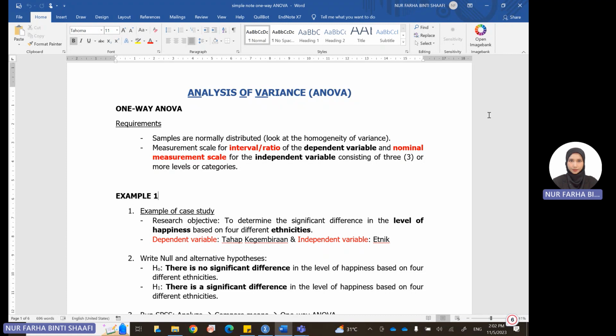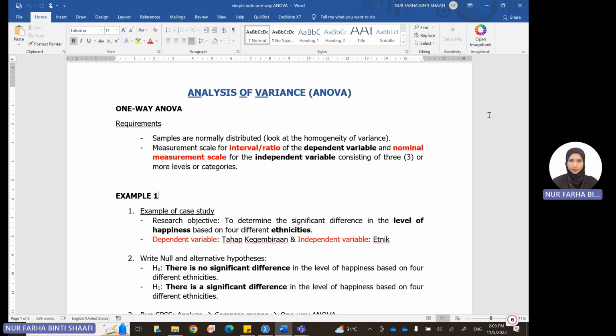Basically it is the same, but the difference is that your independent variable may have more than 2 levels. For example, for the T-test previously, you used gender as the independent variable: male or female, so 2 levels or 2 categories. But now with ANOVA, you might have more than 2 levels or categories, for example ethnicity: Malay, Chinese, Indian, Bumiputra. If you have more than 2 categories, you cannot use the T-test. You need to use ANOVA.